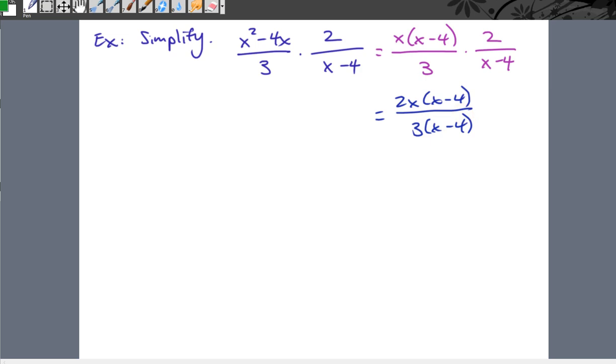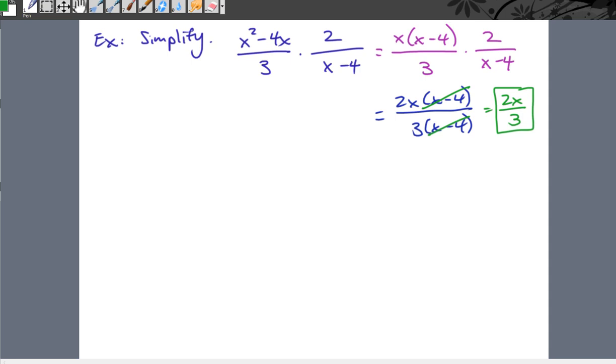And what you're going to see, if you rewound the video very quickly to what I showed you, is that the x minus 4 is going to cancel. And then you're just left with 2x divided by 3. And that is your answer.